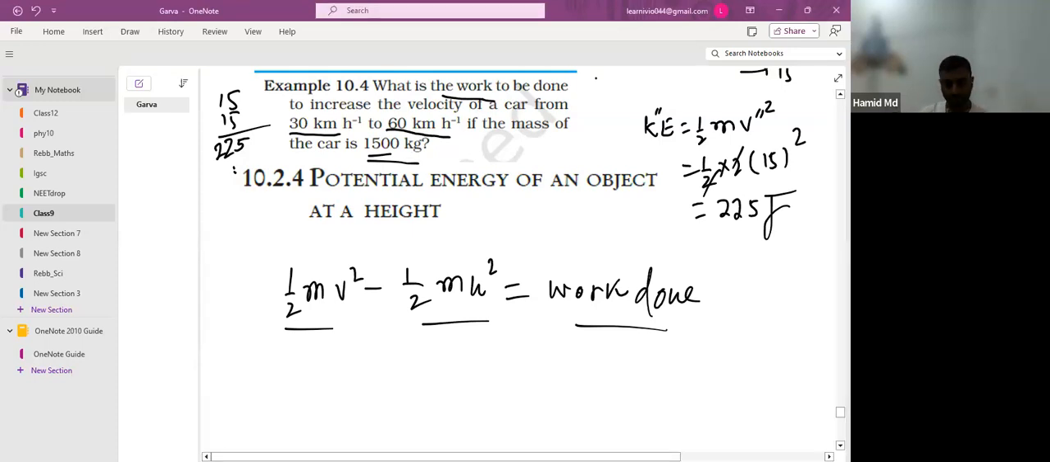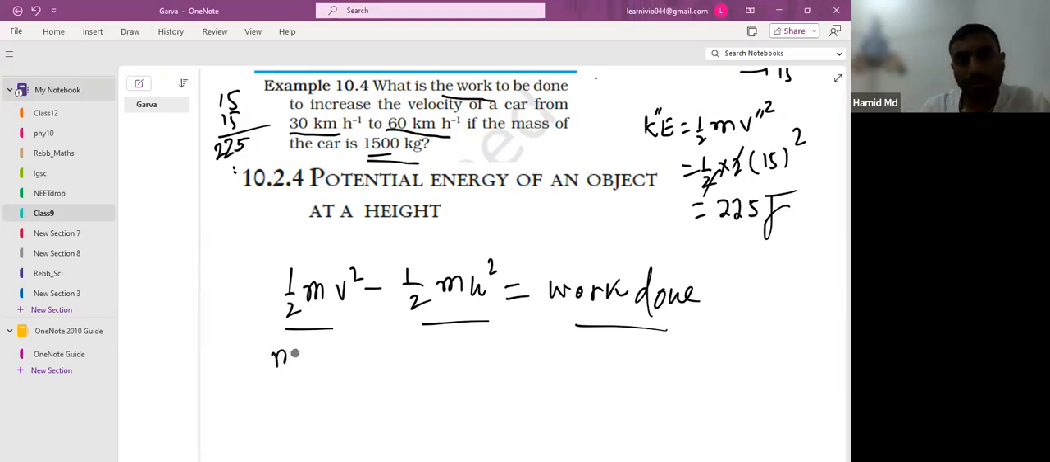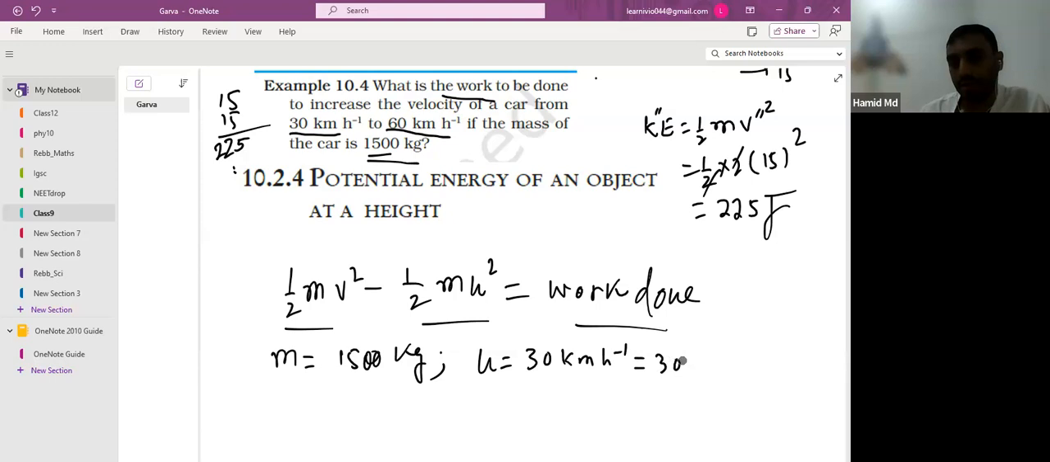You will do it yourself. So first of all, mass is given as 1500 kilogram, and u is 30 kilometer per hour. So this will be 30, 1 kilometer is equal to 1000 meter, and 1 hour is equal to 60 into 60 second. So 10, 10, 10.